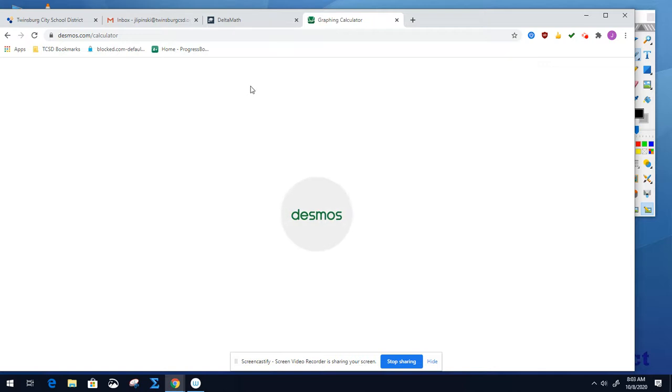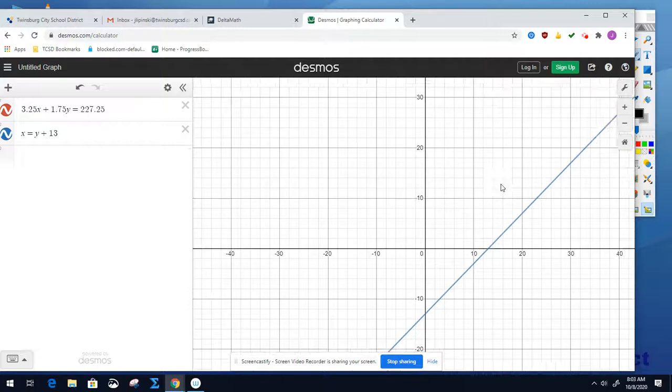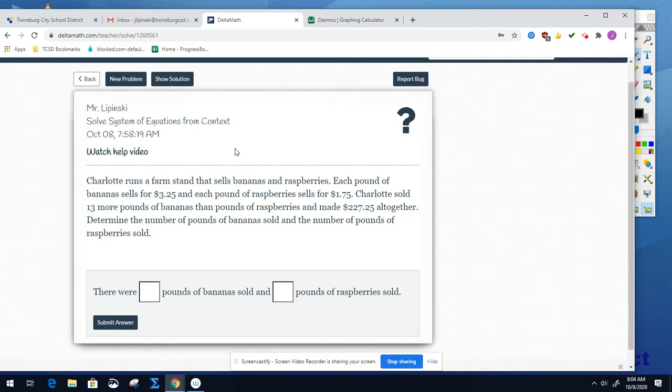In Desmos, you're going to see 3.25x. And this is how I would encourage you to do any of these word problems. Once you have them set up, the hard part is done. Plug them in: 227.25, and then x equals y plus 13. All I'm looking for is where these two lines intersect, and it should be the same exact point that I got, 50, 37. So you could go right here, 50 and 37, and it will show you that you got the correct answer.